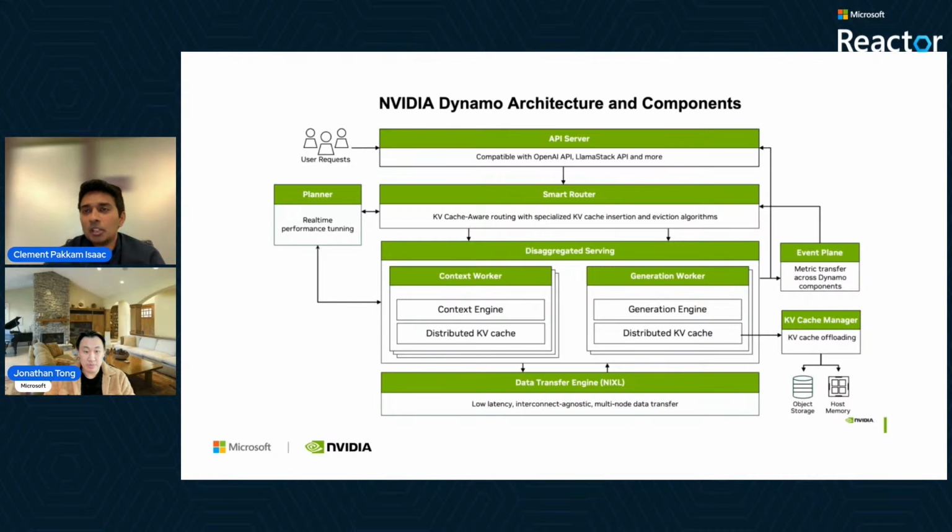The other layers you see are the event plane, which gives a bit of an observability layer, and the KV cache manager, which handles all the KV cache management between different tiers of memory. We will definitely talk about it in a little more detail in the subsequent slides. The final layer you see is the data transfer engine, which manages the KV cache movement between all these worker nodes.